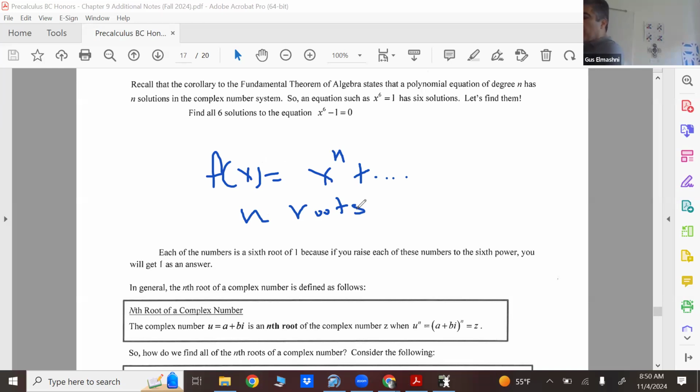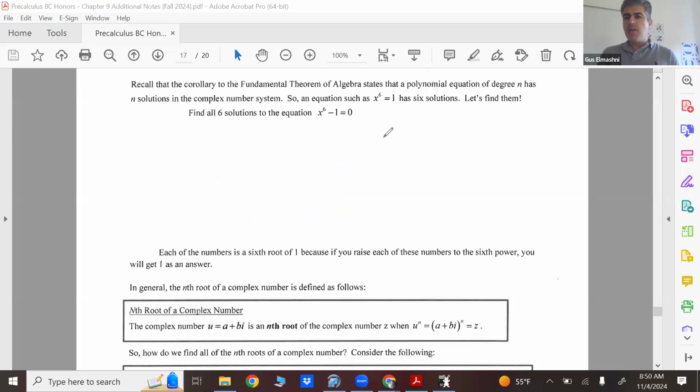But the bottom line is, regardless if it's real or not real, the degree always equals the number of roots. That's the fundamental theorem of algebra. Even if you may not see that graphically because of imaginary solutions. So in this case, if you have x to the 6th equals 1, someone would just think, oh, it's just x equals 1, and that's it, right?